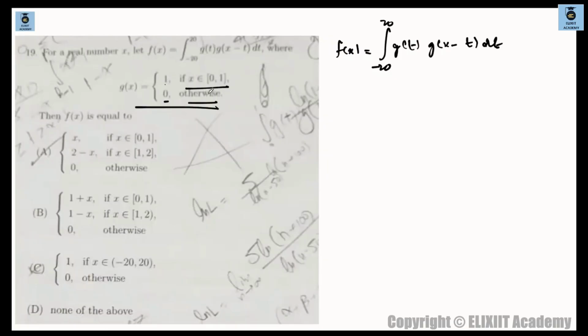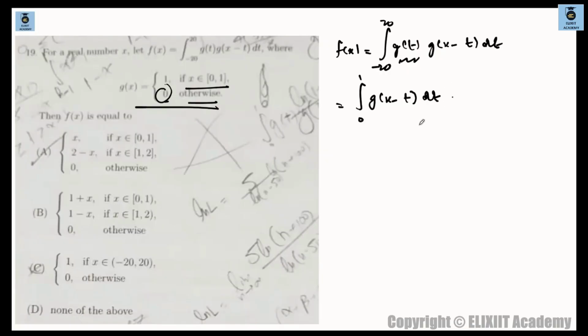So what I do is I define this thing first, because we have the function g(x) given to be 1 if x belongs to 0 to 1. So for 0 to 1, I simplify this integral based on g(t). If t is lying between 0 to 1, g(t) is 1, so this will be the integral of g(x minus t) dt. For the remaining regions, this will be 0 only, because the function is 0. So this is how we have simplified based on g(t).